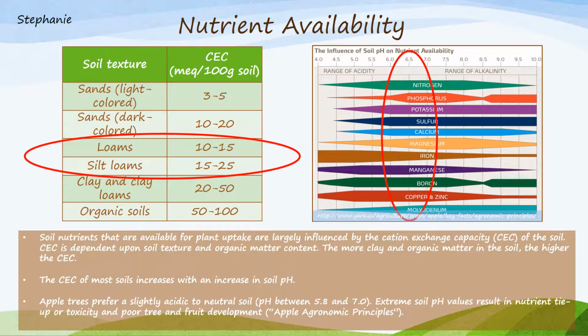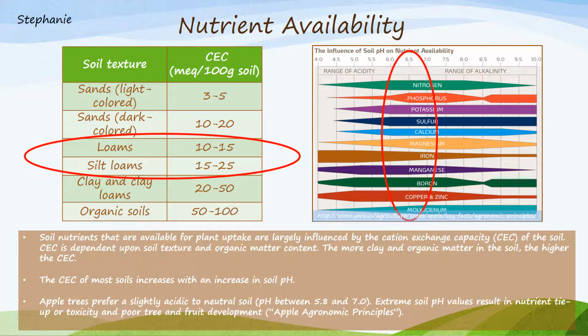Soil nutrients that are available for plant uptake are largely influenced by the cation exchange capacity of the soil. Cation exchange capacity is dependent upon soil texture and organic matter content. The more clay and more organic matter in the soil, the higher the cation exchange capacity. And the CEC of most soils increases with an increase in soil pH. Apple trees prefer a slightly acidic to neutral soil, with a pH between 5.8 and 7.0. Extreme soil pH values result in nutrient tie-up or toxicity and poor tree and fruit development.